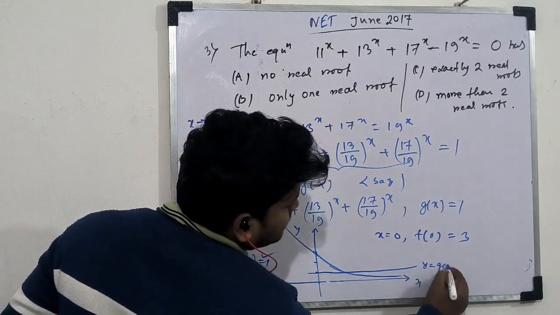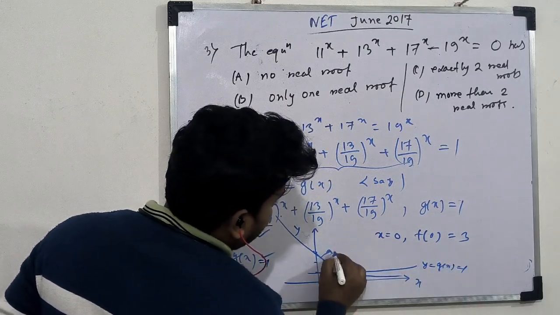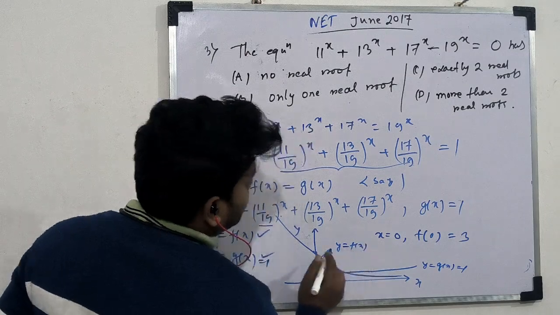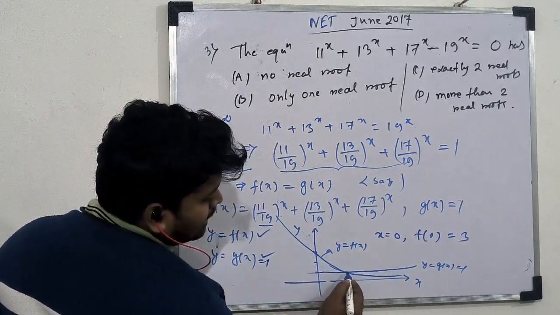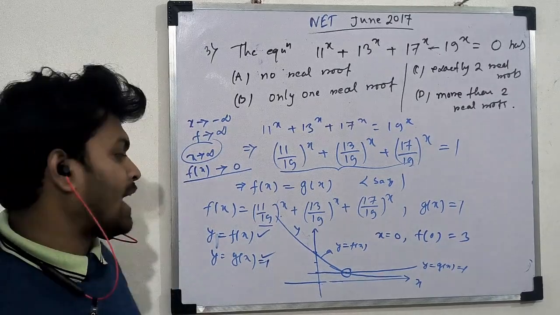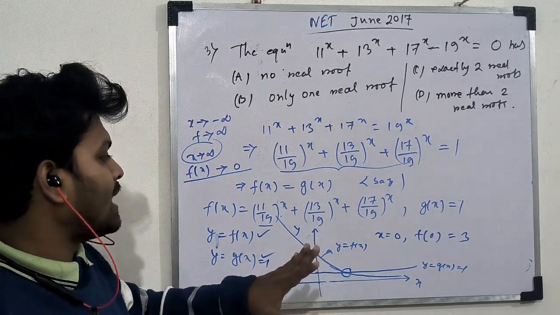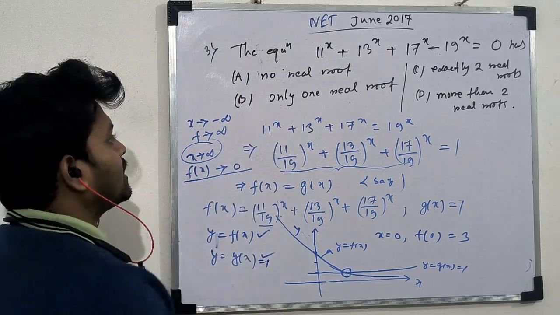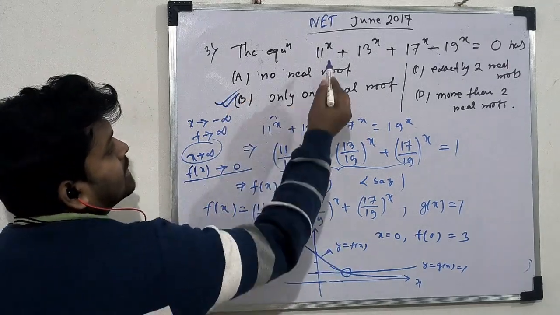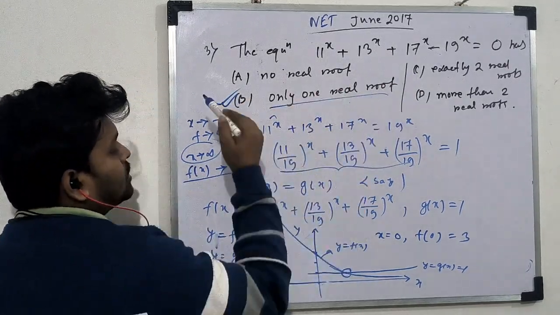y equal to g(x), which is equal to 1, and this curve is y equal to f(x), which is given this. So therefore this curve and this curve cut at exactly 1 point. So this implies that this equation will have exactly one real root. So this is the correct option. This equation has only one real root.